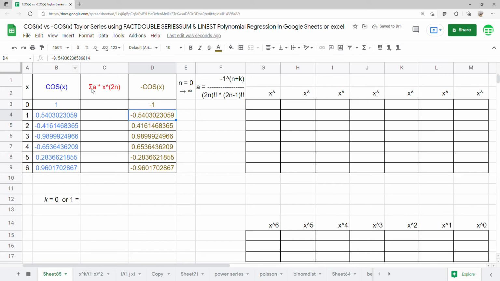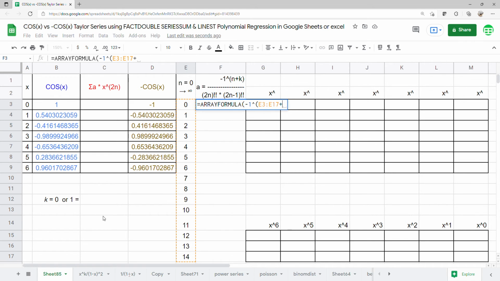And the Taylor series expansion is the summation of a times x to the power 2n, where the value of n is 0 to infinity. 14 is good enough. And the value of a is our formula: minus 1 raised to the power the quantity n plus k. This is our k. Divided by, our denominator has two parts.